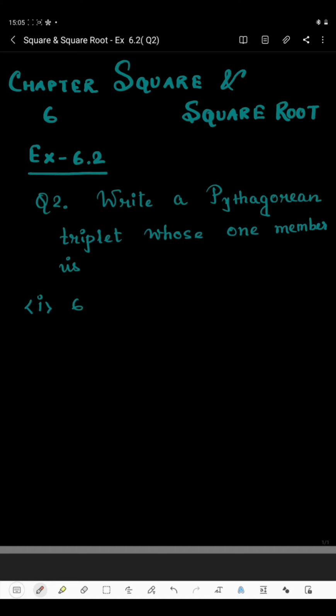Students, today I am going to start question number 2 of exercise 6.2. Now in this question we have, write a Pythagorean triplet whose one member is 6. Now students, all of you know what Pythagoras theorem is.